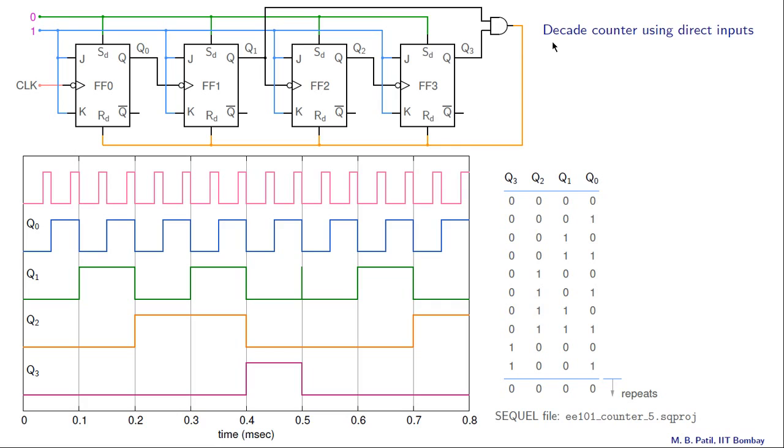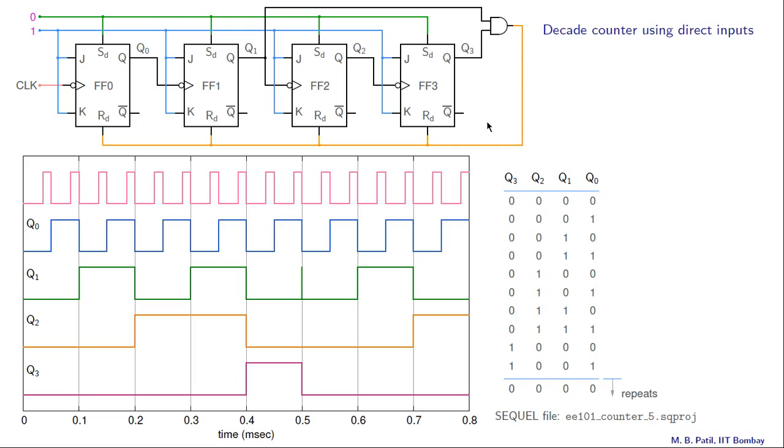This circuit is a decade counter. That means it will count from decimal 0, decimal 1, decimal 2 all the way up to decimal 9 and then back to 0. So that is the operation that this counter performs, and let us see how it works.